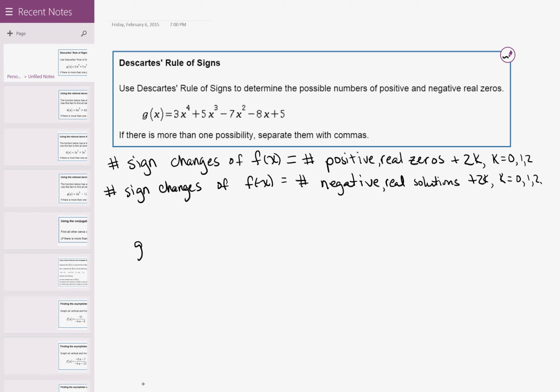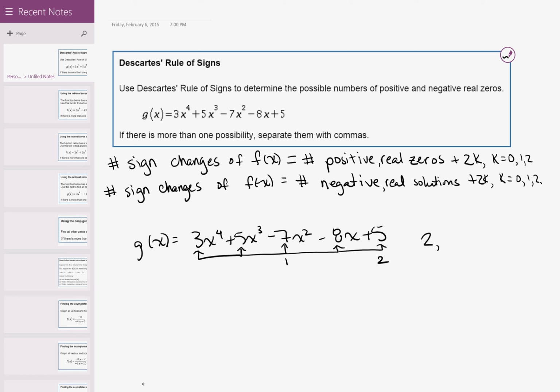I have g of x is equal to 3x to the fourth plus 5x cubed minus 7x squared minus 8x plus 5. Okay. There is no sign change between 3 and 5. It's a positive 3 and a positive 5. But there's a sign change to negative 7, so that's our first sign change. But then negative 8, no sign change. To positive 5, that's our second sign change.